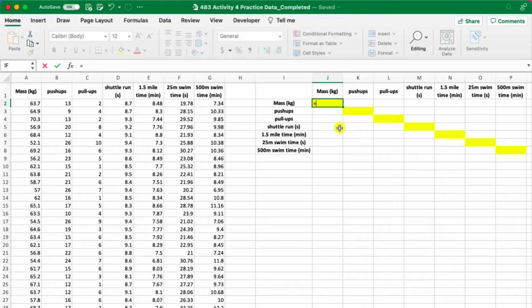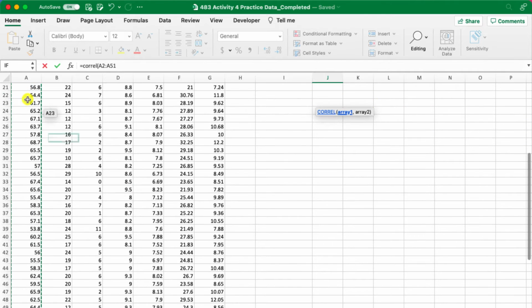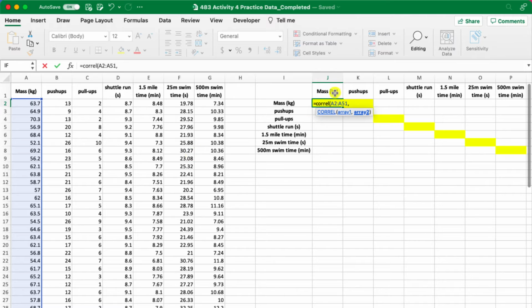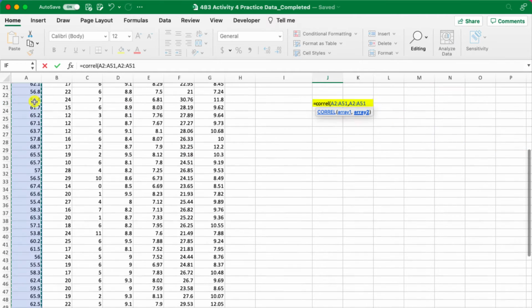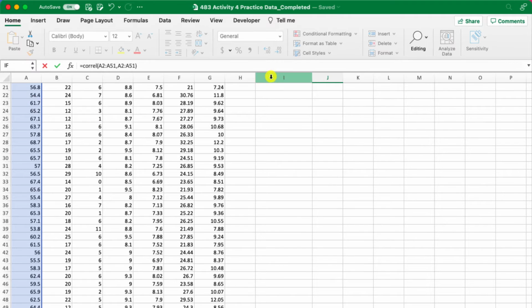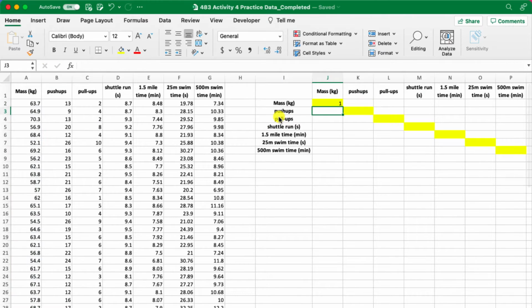We could test this out by using our correlation function, which is just equals CORREL. And then when we define the criteria for this, all we have to do is insert a range of data. So in this instance, because I'm plotting mass against mass, I would choose that cell range twice. And then you can see we do in fact have a correlation of 1.